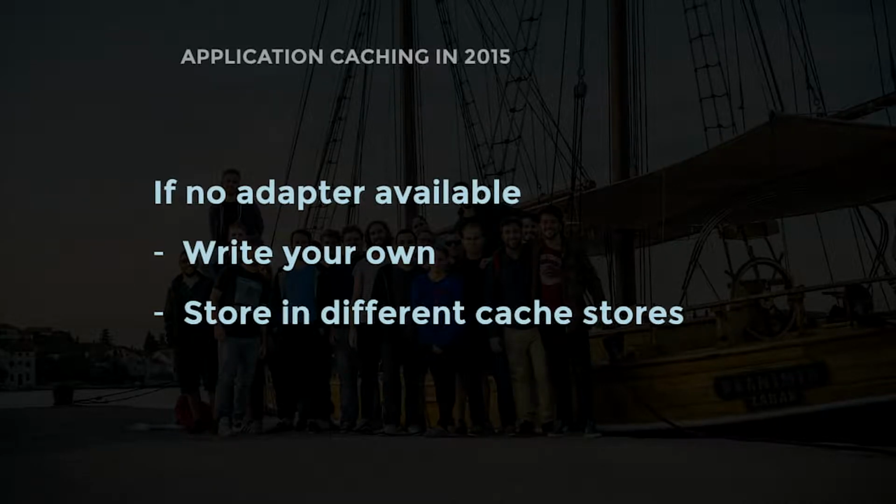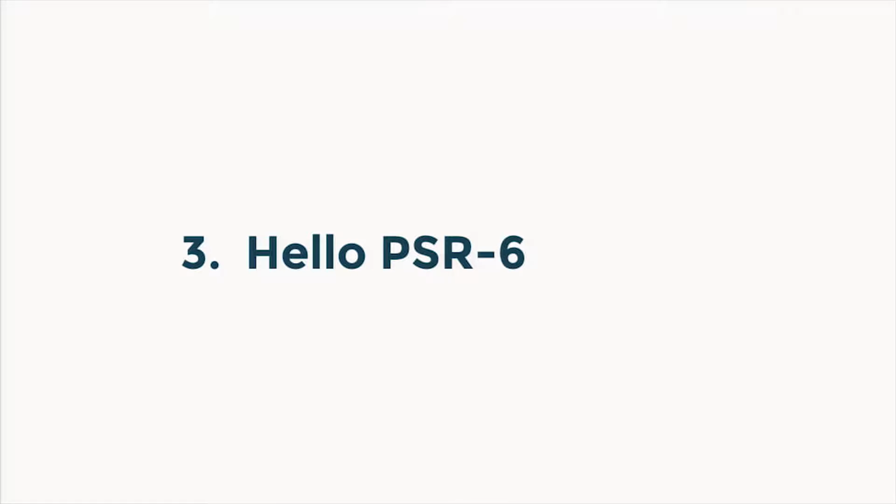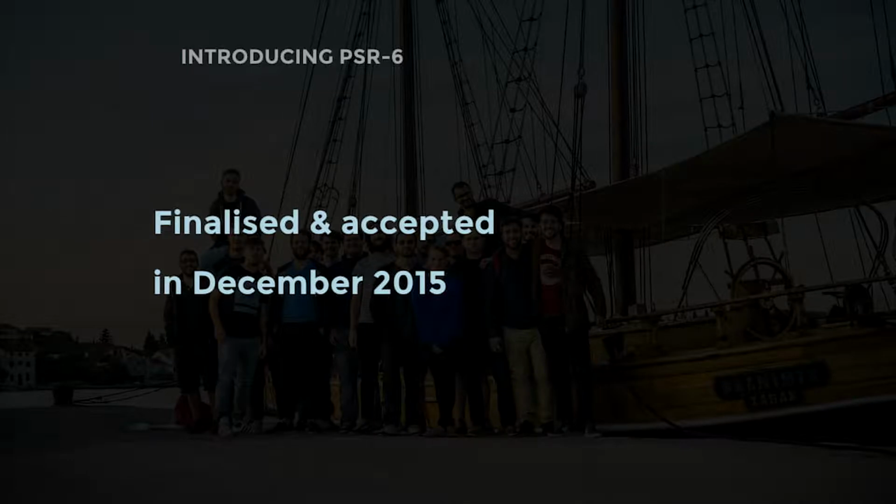That's not so optimum. So in December 2015, some people who did a lot of caching in their popular packages and frameworks like Zend and Doctrine decided on a standard recommendation, which is called PSR-6, PHP Standard Recommendation 6. It's a recommendation, not a standard. So if you all just agree on the recommendation, it's not a standard. You don't have to implement it, but there's a recommendation to use it. It was finalized and accepted in December 2015. That's why I speak about caching in 2016.